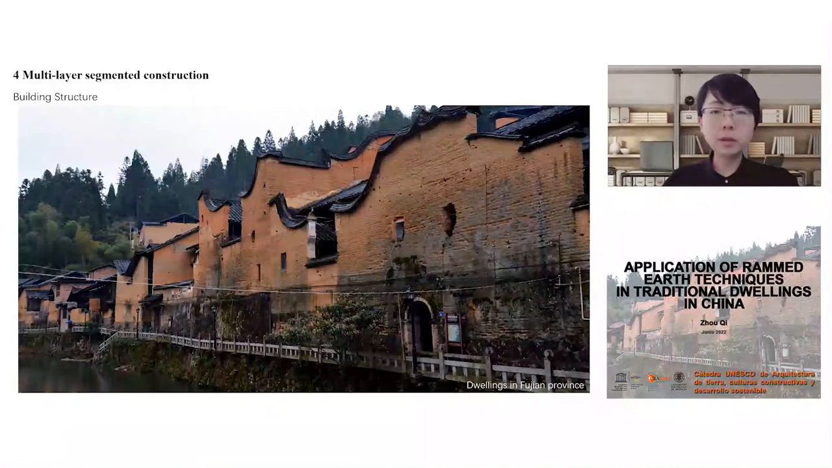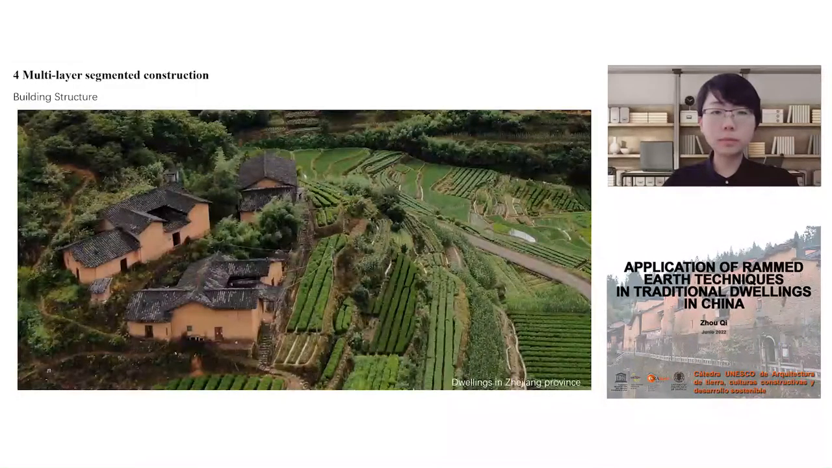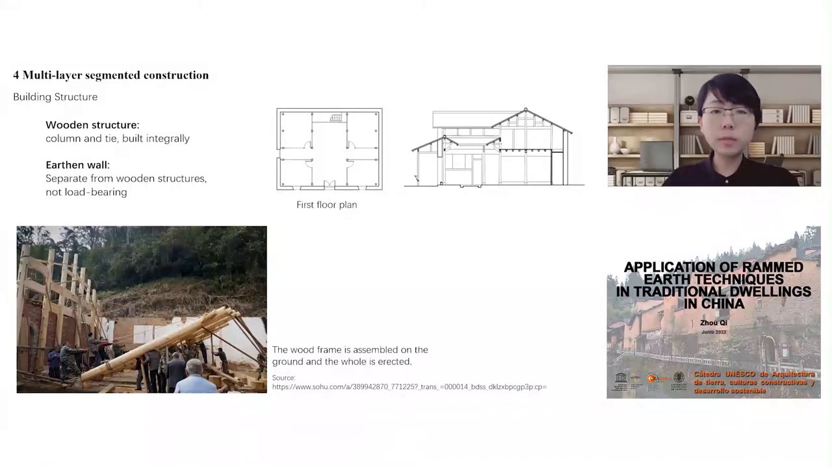This is the dwelling in Fujian province, and this is in Zhejiang province. The building is about 2 to 3 stories high, and inside is a wooden structure. Unlike the round earth dwelling of the Tibetans, the wooden structure here is made of columns and ties. They are usually assembled on the ground, and the whole is erected, and then beams are used to connect them together.